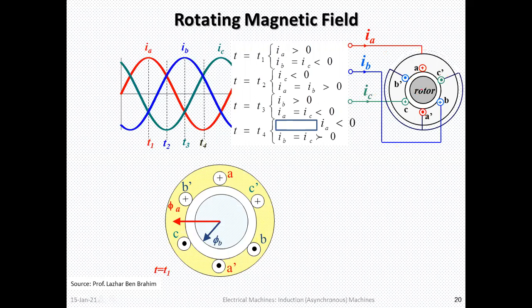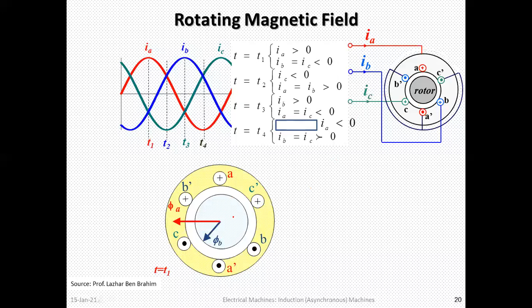This is the rotor. It has to rotate, and this is phase B. A cross means the current is going inside the page, and a dot means the current is coming outside the page. So that construction is shown here, and the same thing is presented here. A prime, B prime, C prime are given here.